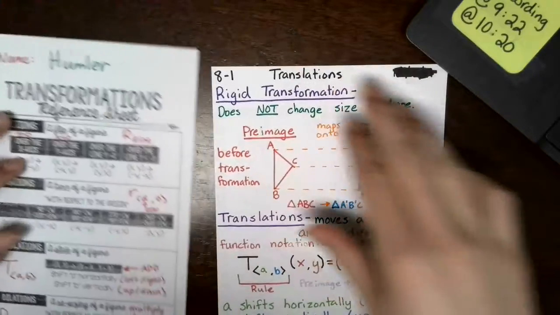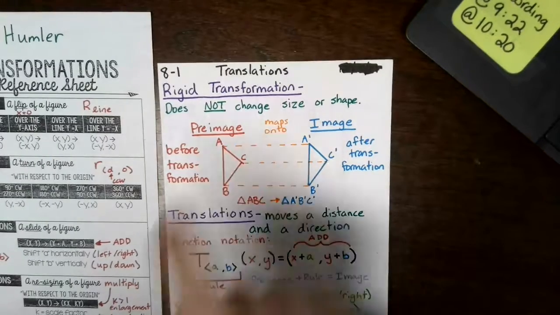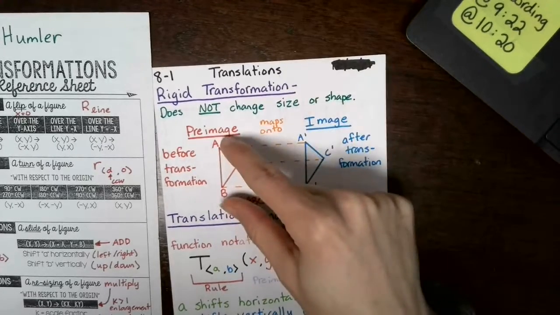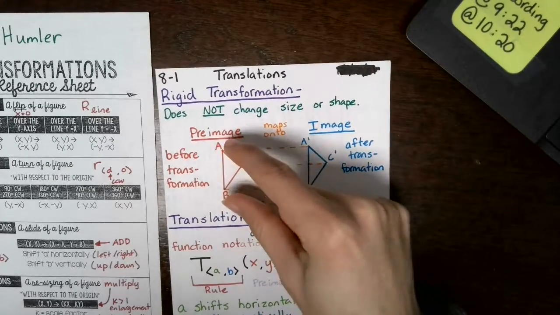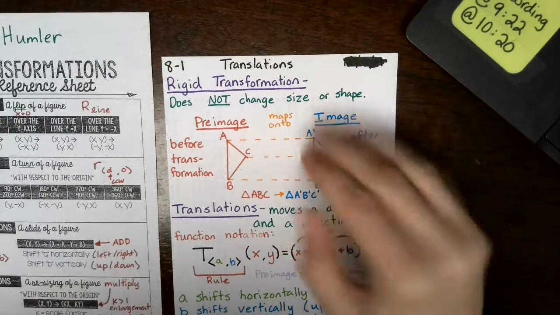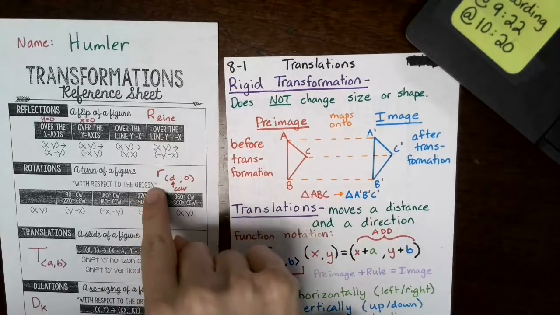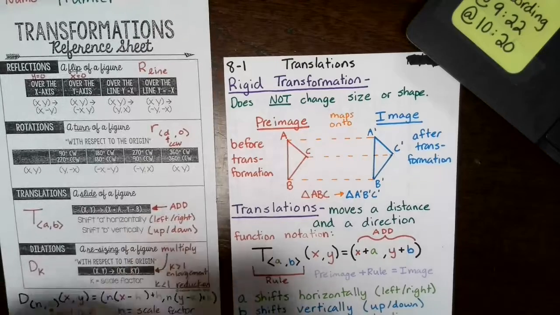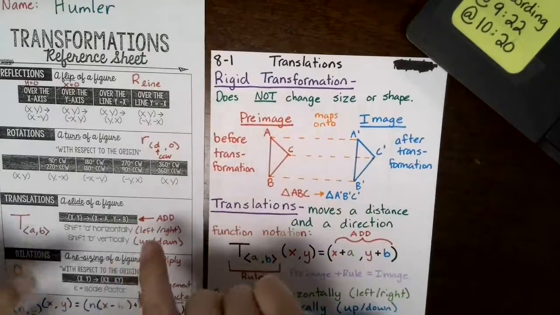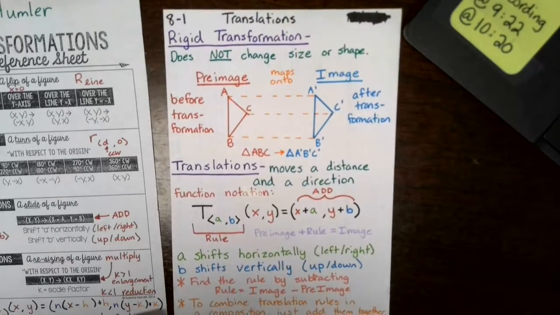We're going to start off 8-1 with translations. But first we have to understand what a rigid transformation means. Rigid means it does not change size or shape, okay? So our pre-image maps onto the image. They're both the same size and shape. Non-rigid would change size or shape. The three examples of rigid transformations are reflections, rotations, and translations. Once we get to dilations, those are non-rigid transformations. They change the size of the shape. So these three are rigid. Okay, so that's the definition of rigid transformation.